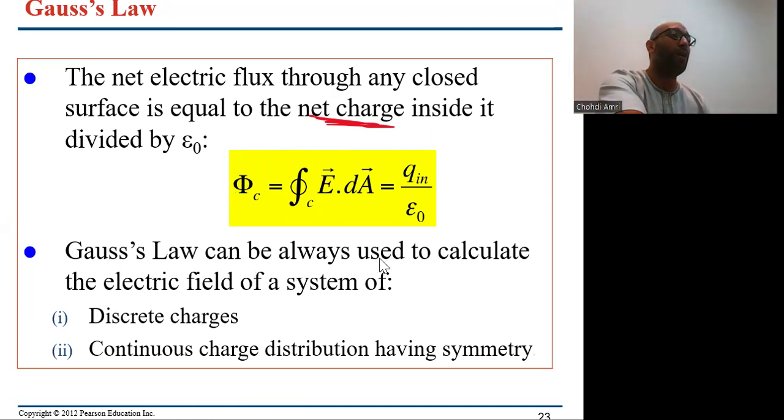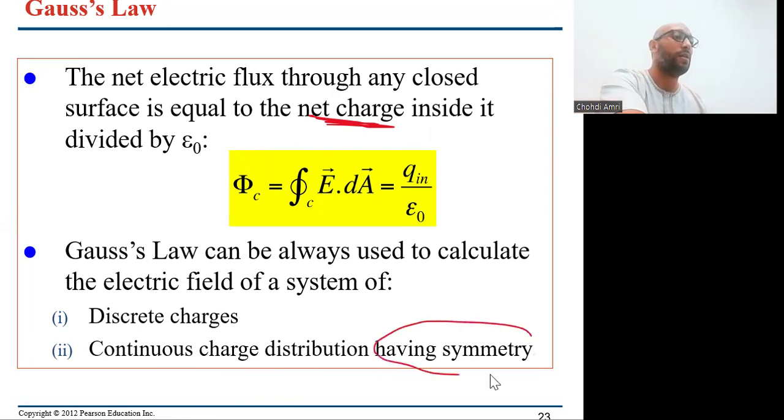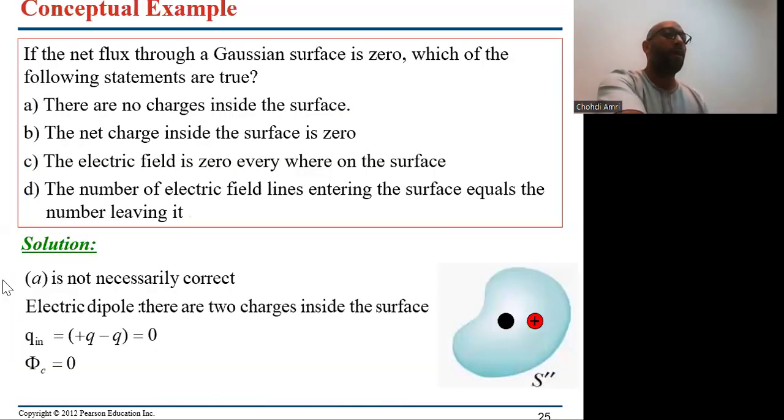Gauss's law can always be used to calculate the electric field of a system of discrete charges or a continuous distribution having a symmetry. We will come back to this symmetry later. If the net flux through a Gaussian surface is zero, which of the following statements are true? The first one: there is no charge inside the surface.